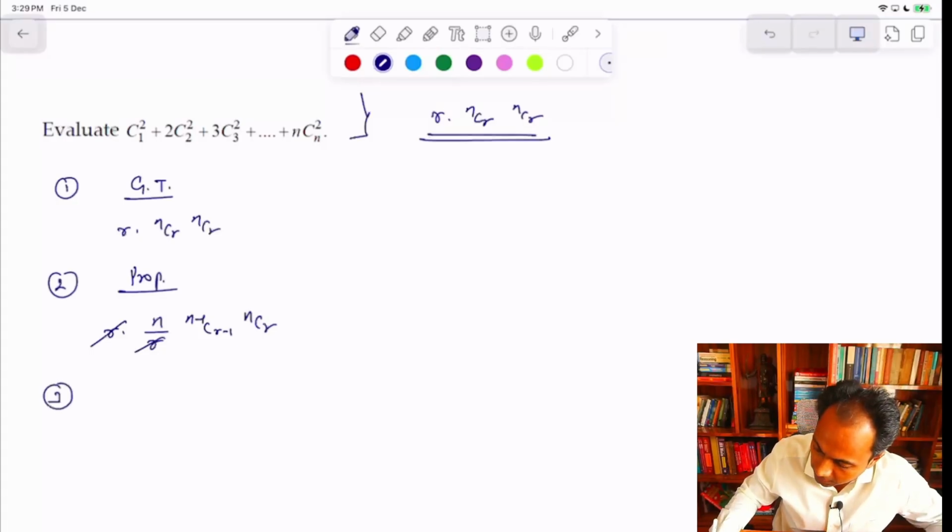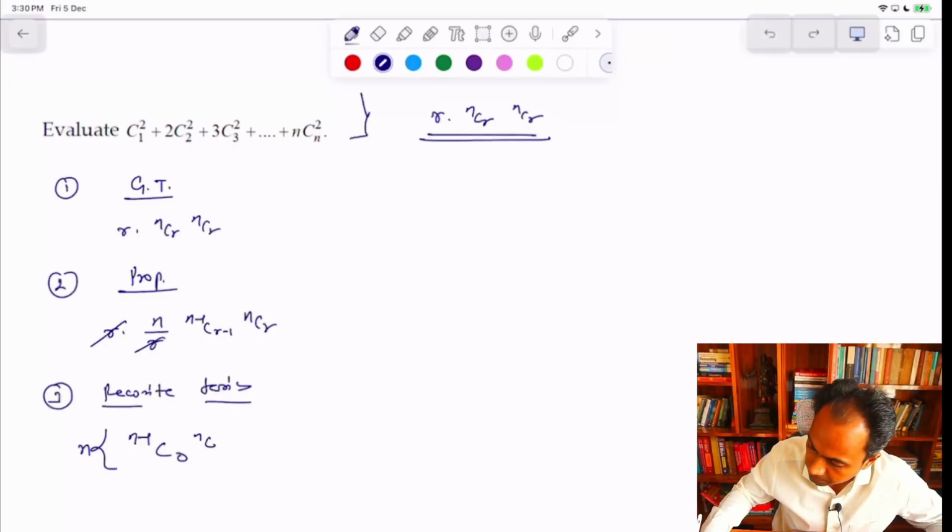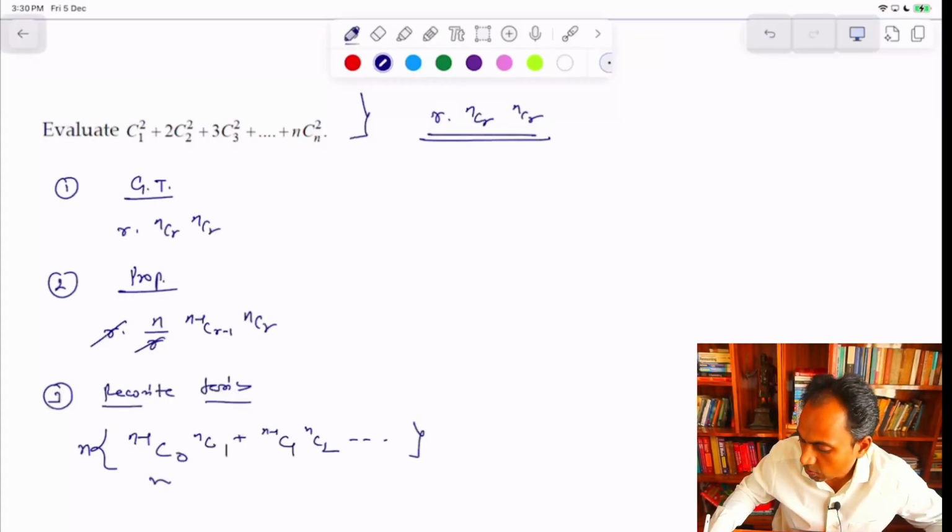And in the third part, we are going to rewrite the series. So now you might be thinking, sir, this is exactly the same question as what we did earlier. Yes, it is the same question that we did earlier. So if I start putting the value, the value of r starts from 1. So this becomes 0 into nc1 plus n minus 1 c1 nc2. Now we need to find the sum of this series.